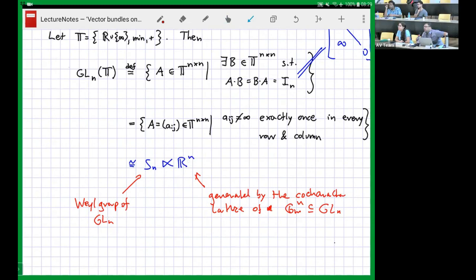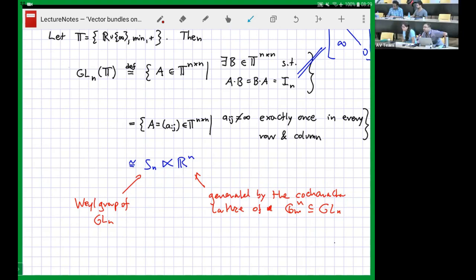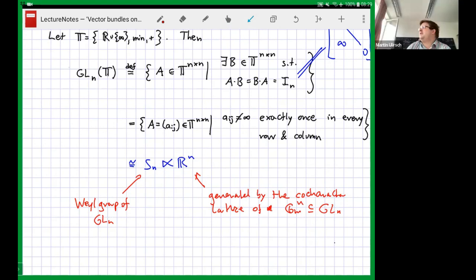I have one more question. This is generated by cochain... Oh, sorry. This was written in a poor way. Let me read it out again. Generated by the co-character lattice of the diagonal maximal torus in GLN. So is it R^n star, R star power n, or R^n? It's R^n actually, because you exponentiate here, meaning that the co-character lattice, that's Z^n, and it's just Z^n tensor R.